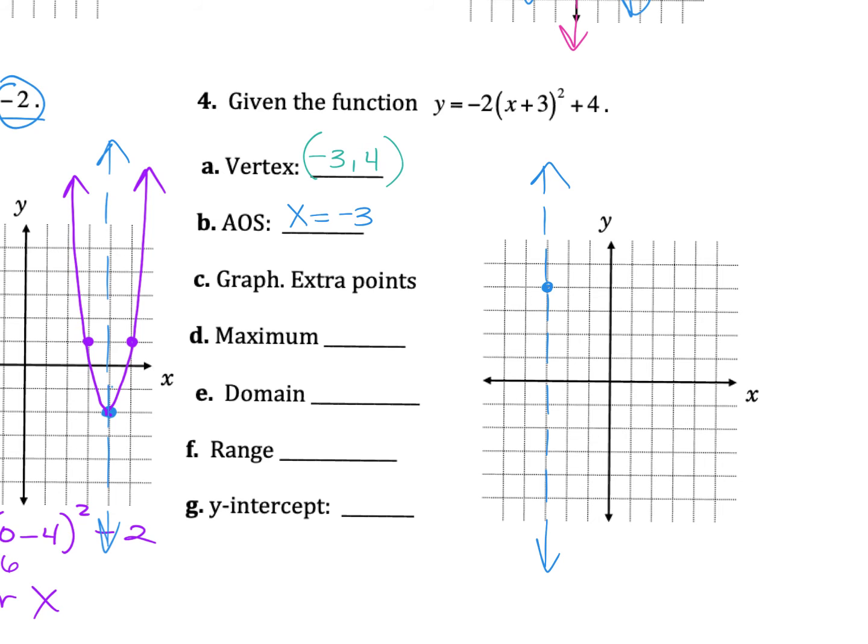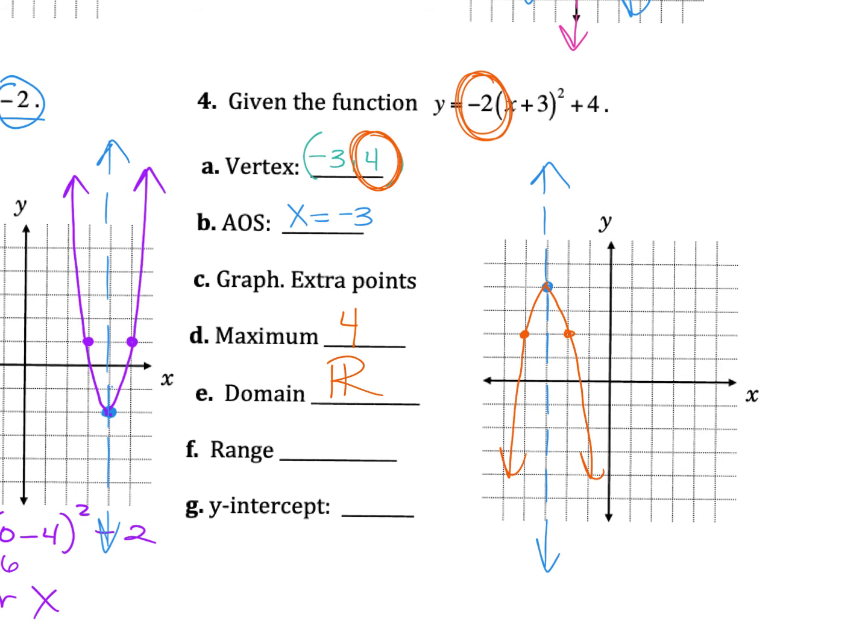So extra points. Where are we going to move? Down 2. Yep, down 2 to the right one, down 2 to the left one, and then that can be your graph. You can just draw that in. What's your maximum? 4. It's always this number. It's always the y of the vertex that is your maximum or minimum. What's your domain? All real numbers.